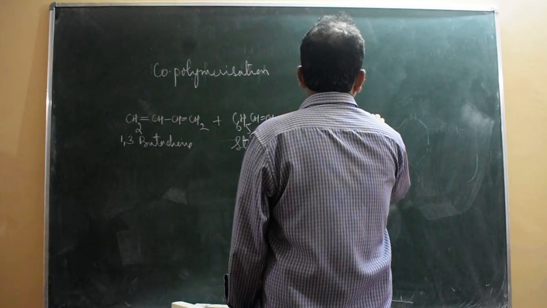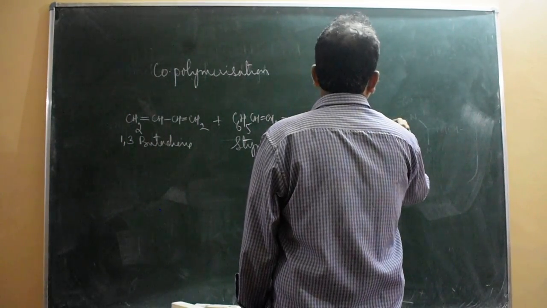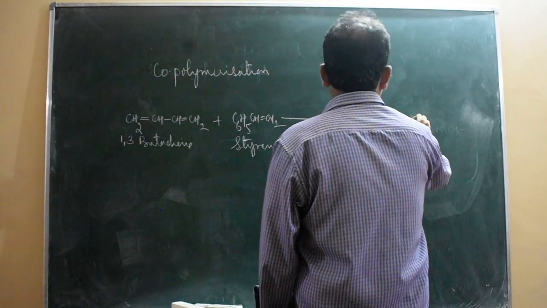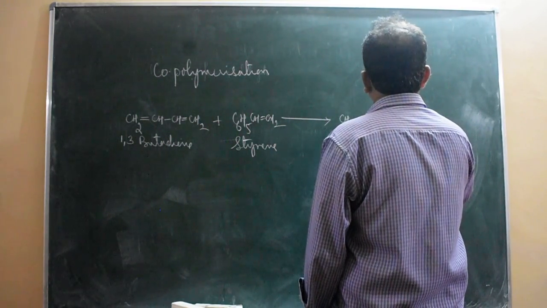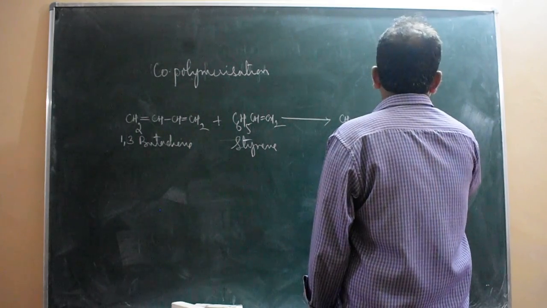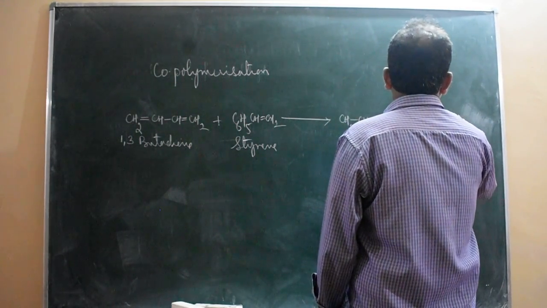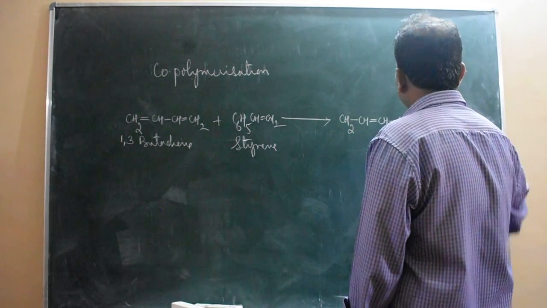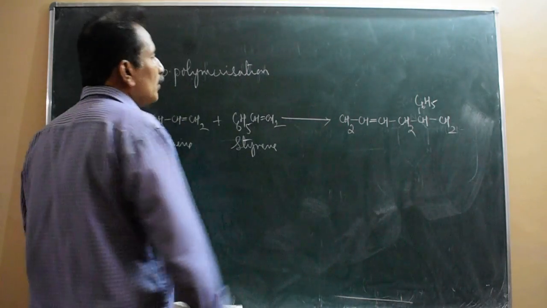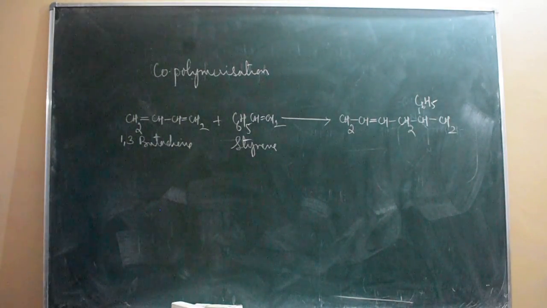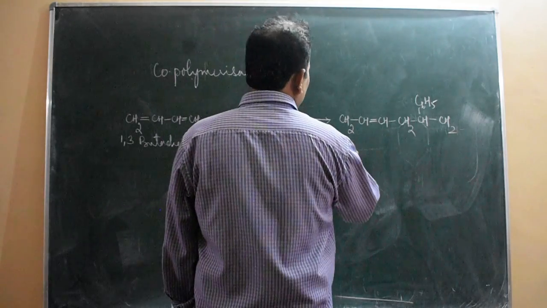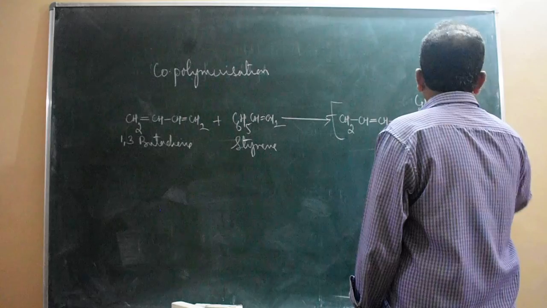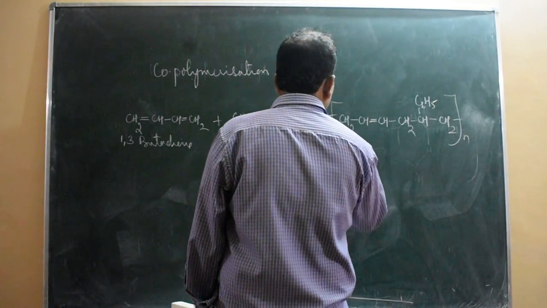CH2-CH=CH-CH2-CH-CH2-C6H5. So this monomeric unit you will get, and this monomeric unit, when you take n number of times, will polymerize. So this is butadiene styrene polymer.